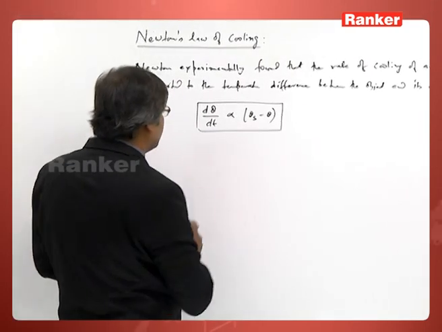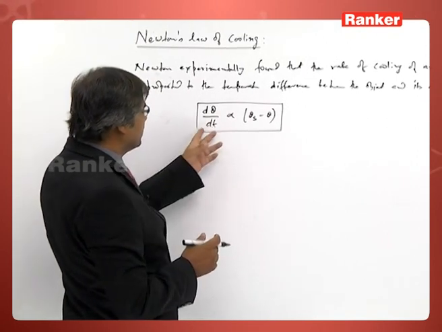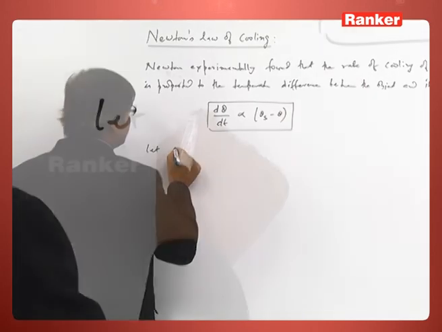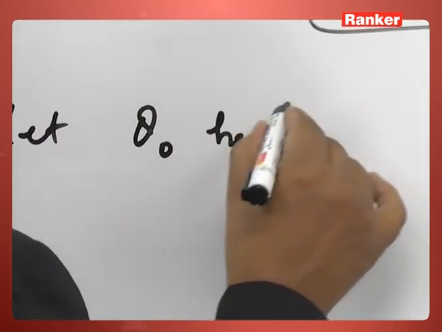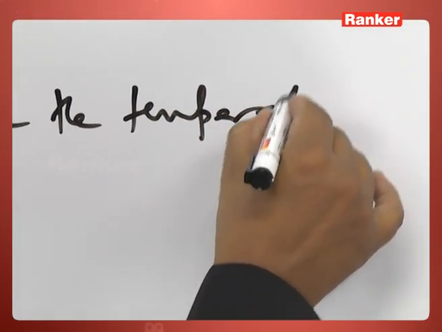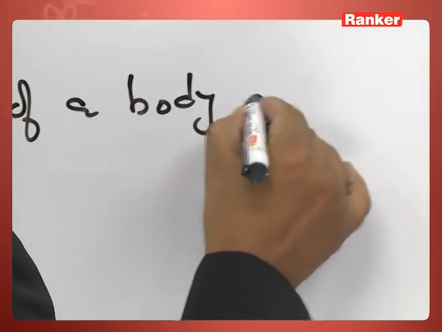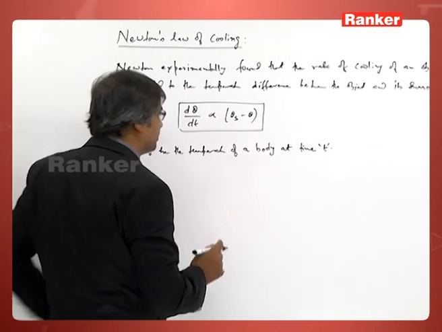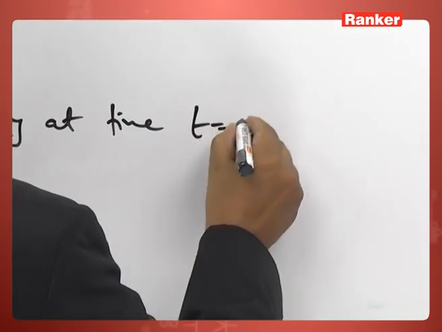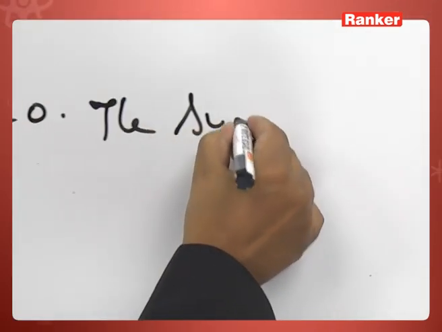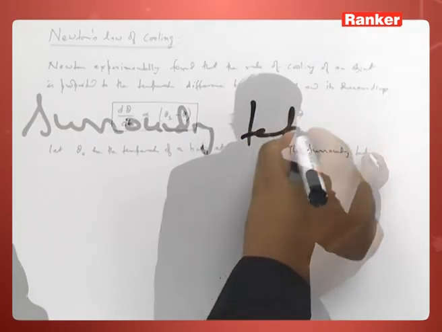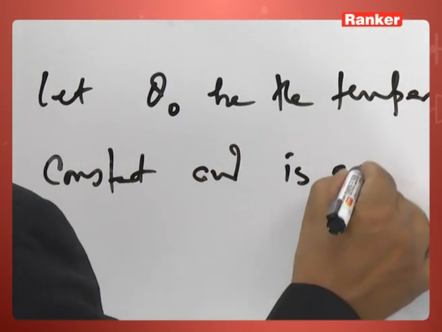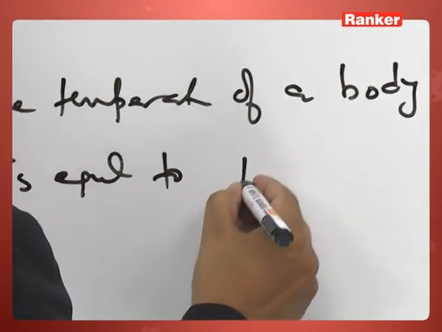Now, d theta by dt is proportional to this. In order to see how temperature varies, let theta naught be the temperature of a body at time t equal to 0. The surrounding temperature is constant and is equal to Ts.